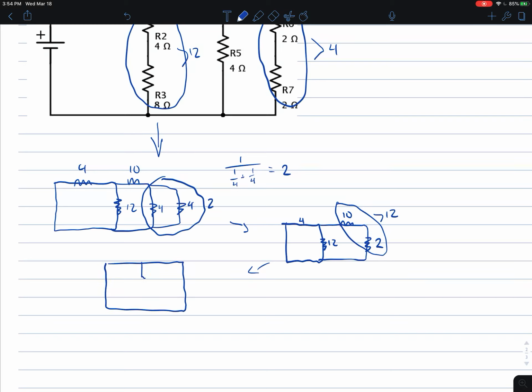Let me make just one big square. This one would be 12, and then there'd be one here for 12, and another here for 4. And then once again, you can complete it. You can see these two together are in parallel. So to get this, you would do 1 over 12 plus 1 over 12. And I put that in my calculator.